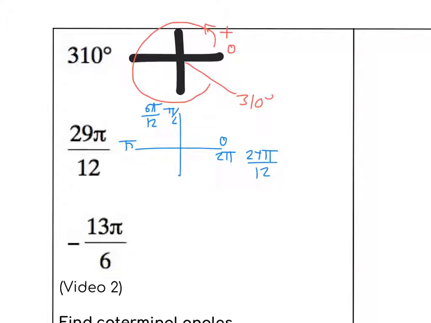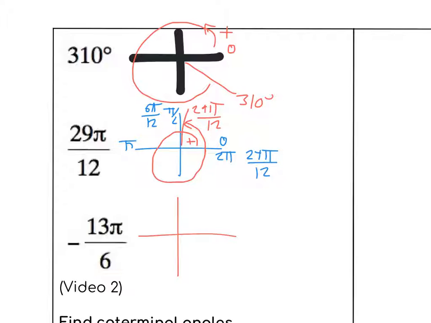So if we're going around the circle, we know we're going around more than one whole time, because that'd give me 24. 29 is 5 more twelfths, so not quite all the way up to my pi over 2. And that would be 29 pi over 12. And again, we're going counterclockwise because we're going positive.